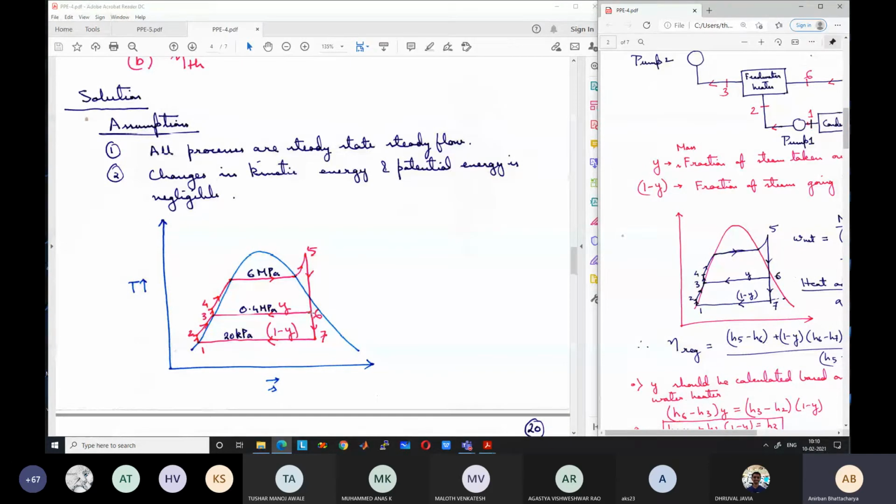So now to solve this problem, we have to find the enthalpy at all the points 1, 2, 3, 4, 5, 6, 7. So at all the 7 points, we need to find the enthalpy as well as the value of Y. Then we will be able to find the net work output and the efficiency of the cycle. Okay. So to do this, we have to use the steam tables as we have discussed previously.